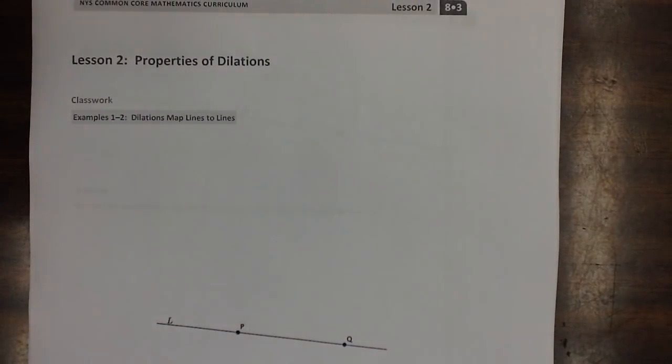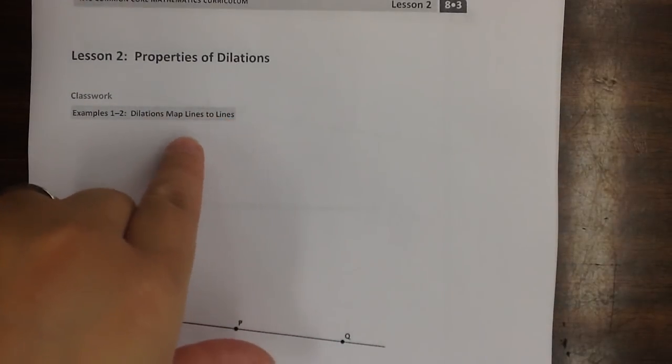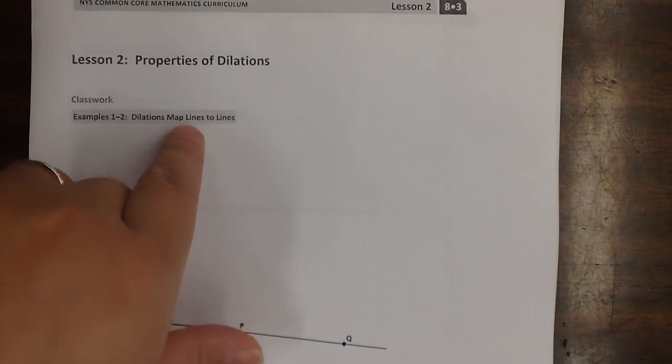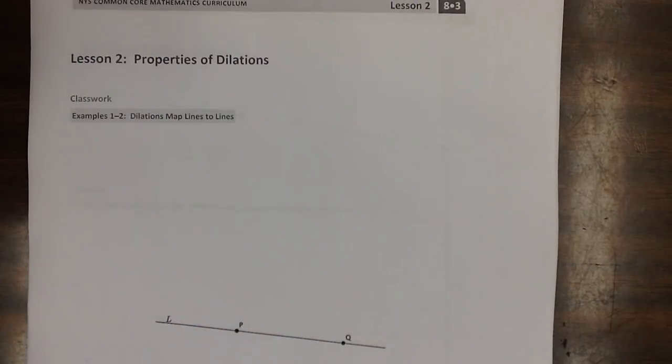Okay, on lesson 2, we're going to look at the properties of dilations, and we're first going to look at how dilations map lines to lines. Let's just remember that the word map just means moves. So when we're mapping something, we're just going to move a line and it's going to become a line. Okay? And dilations, we talked about those in lesson 1. We're just going to expand on them a little bit more.